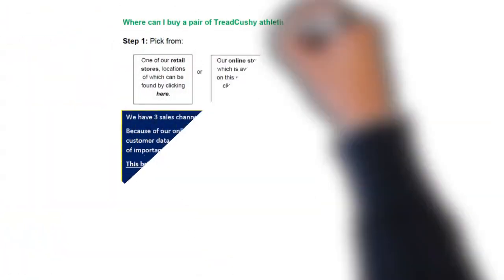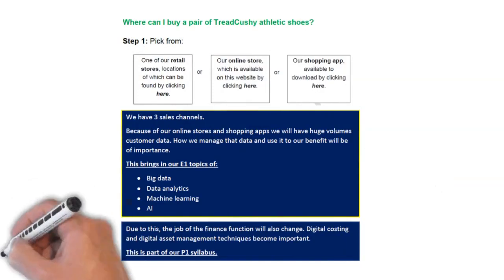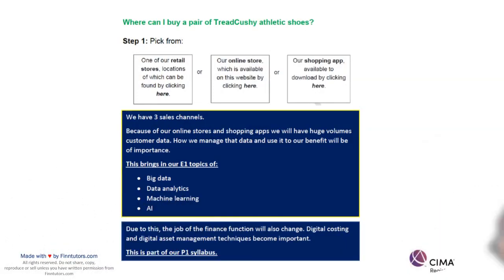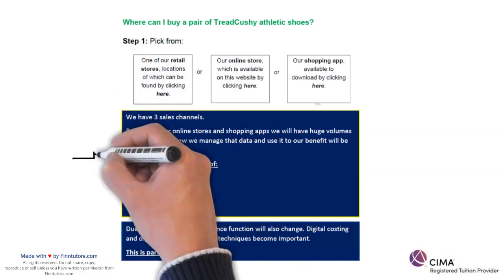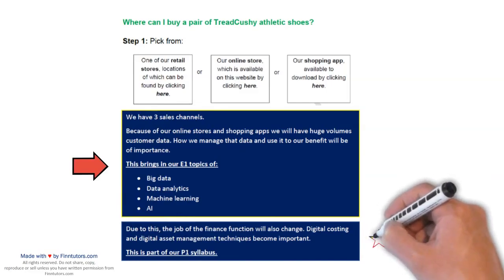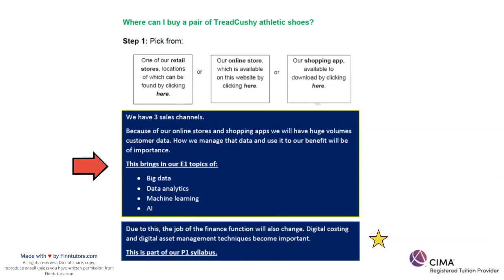Continuing the information on the website itself, the website says, where can I buy a pair of TreadCushy athletic shoes? First step is pick from your retail locations, which are 14 in number as of now. We already know that. Secondly, you have online stores, which is available on our website. And third, we have a shopping app as well, which means there are three sales channels.